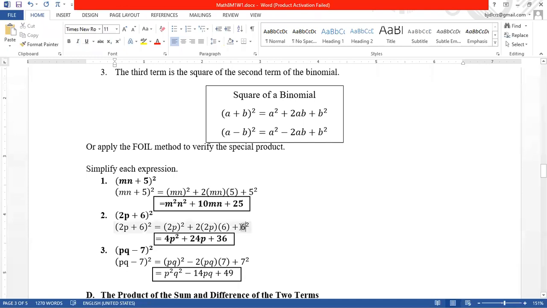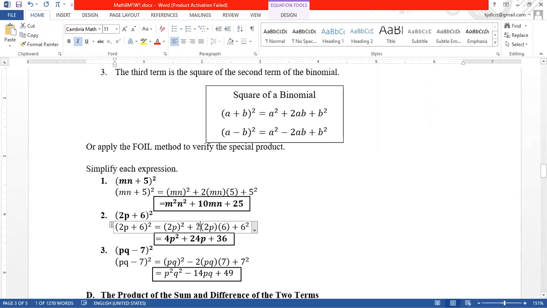So next is we're going to simplify the terms. 2p raised to the power of 2 is 2 times 2 is 4. P times p is p squared. So 4p squared plus 6 times 2. 6 times 2 is 12.